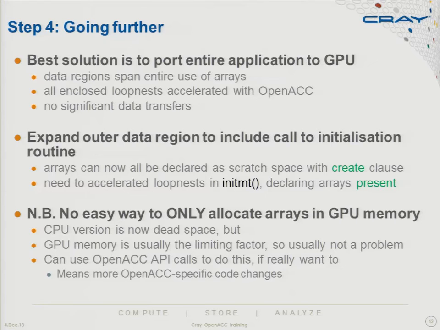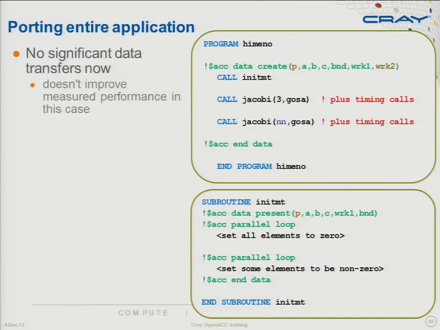So to do that, of course, this means that inside initMT, what we do is we move our data region to go outside the initialization call. We now say everything is just temporary space, no data movement at all. And then inside the initMT, there's 2 loop nests that initialize the array. We have to accelerate those with parallel loop, and we have to put a data region around those, an inner data region. So we're nesting data regions. You're allowed to do that. So there's a data region inside initMT which just says they're already on the GPU. So for these parallel loops inside, the data's already there.